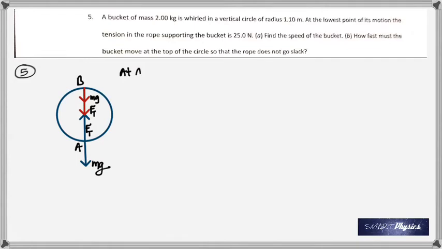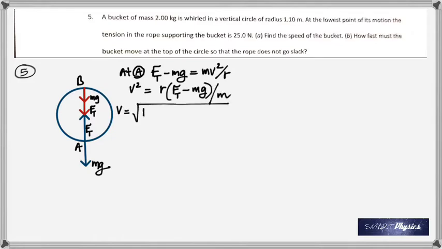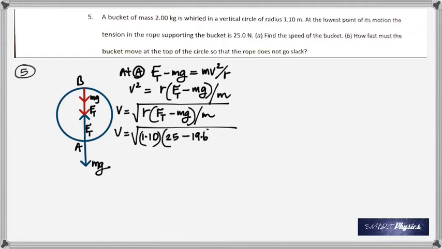So both are in the same direction. Alright, we call the points A and B. So at A, Ft minus mg is mv squared by r because they are in opposite directions. So rearranging, v squared is this, and when you take the square root, you would get the speed. The radius is 1.10, the tension is 25, weight is 19.6, and you get 1.72 meter per second.